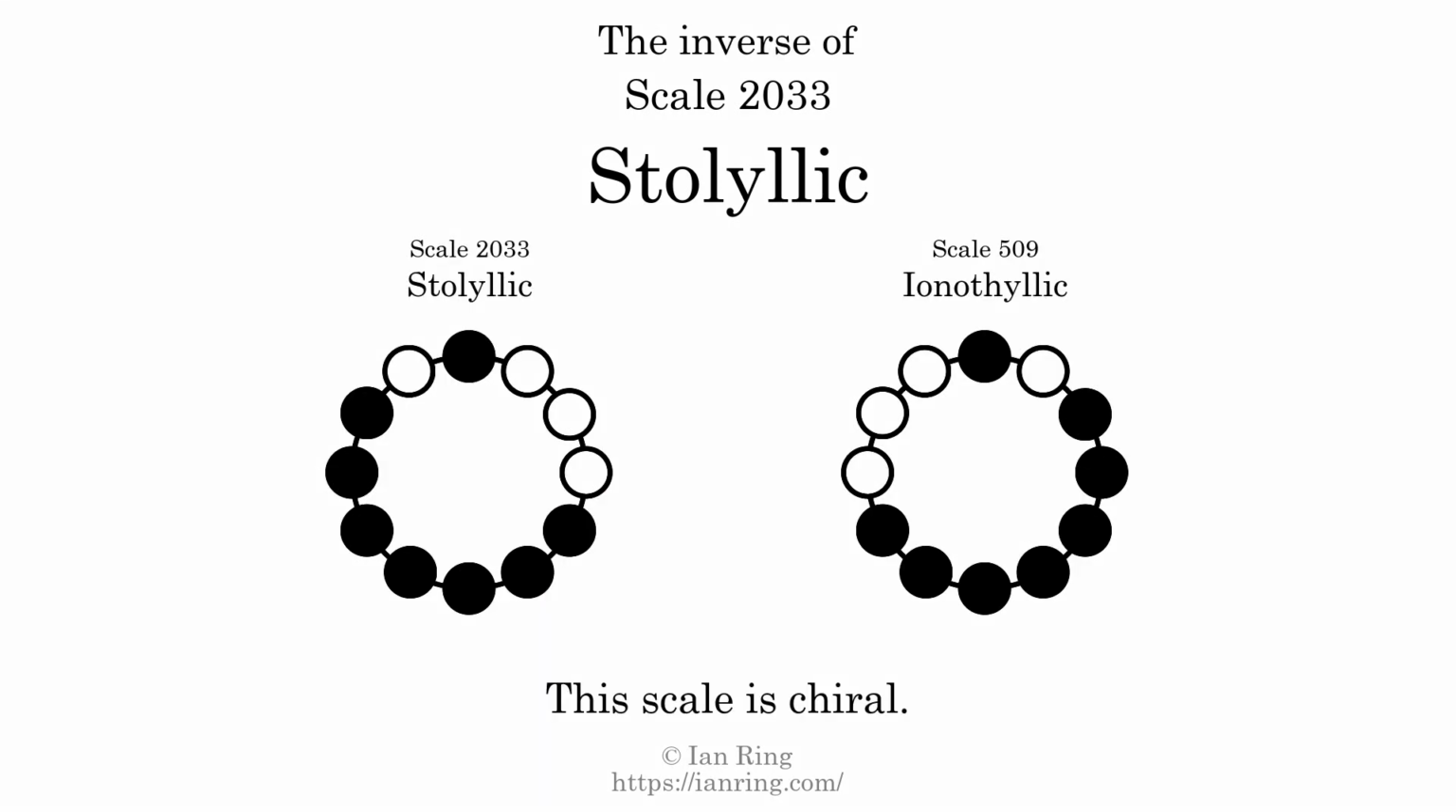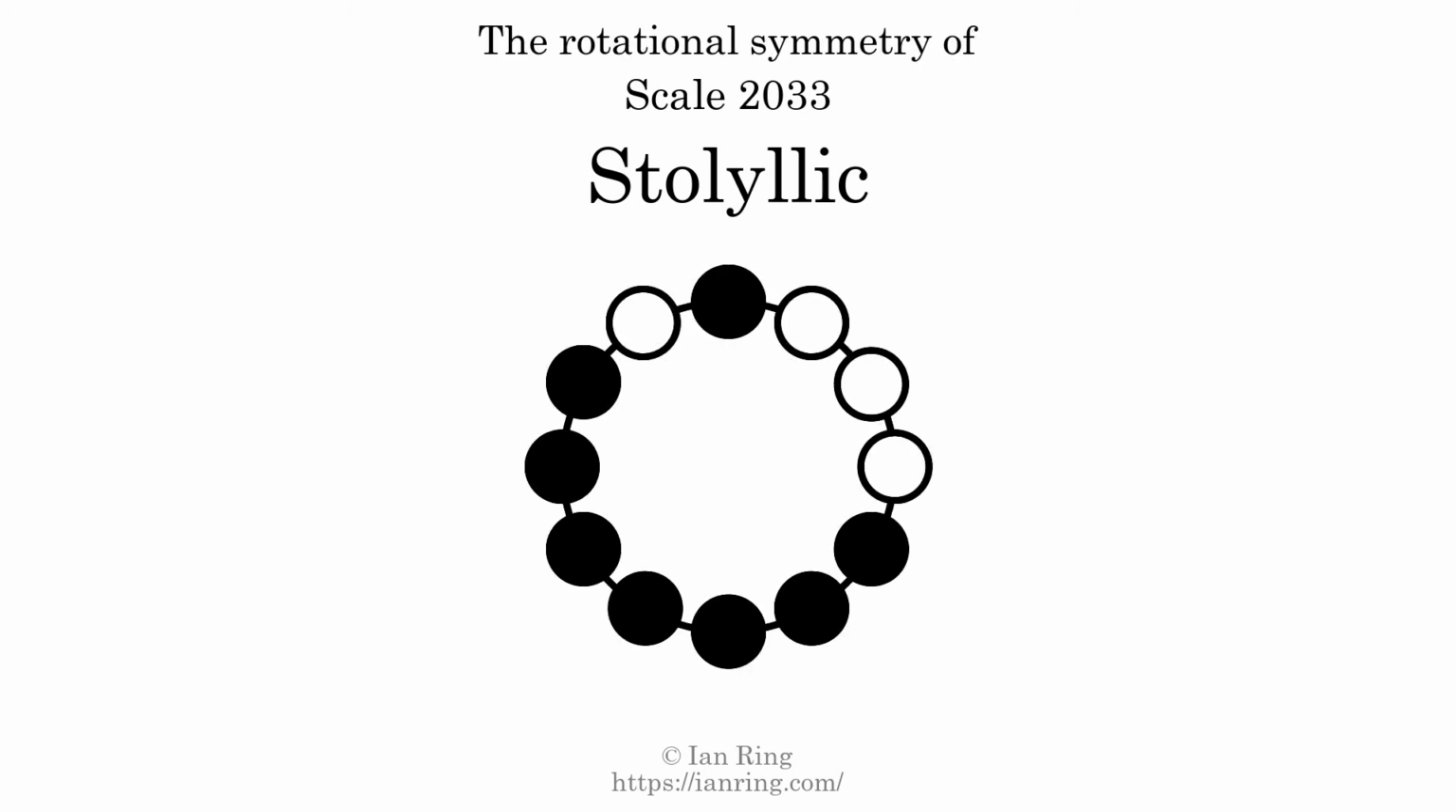The inverse of a scale is a mirror image. It is what you get when the sequence of intervals is reversed. The inverse of this scale is scale 509, also known as Stolyllic. This scale is chiral. It cannot transform into its inverse by rotational transformation. This scale has no rotational symmetry.